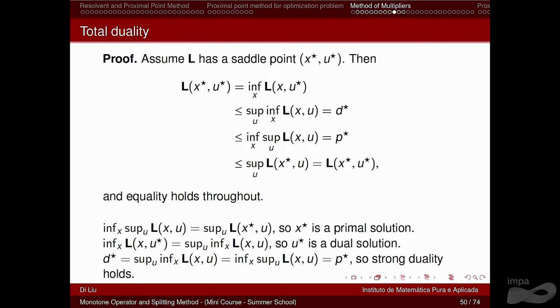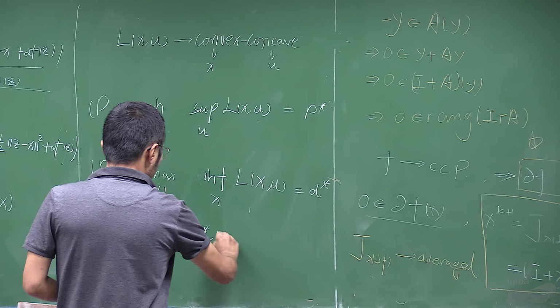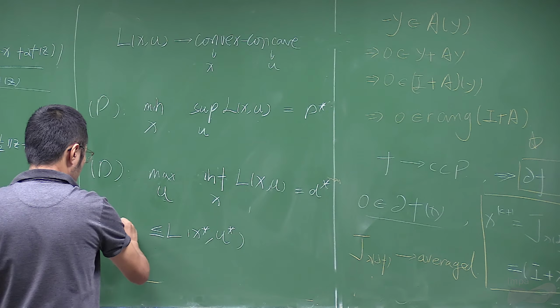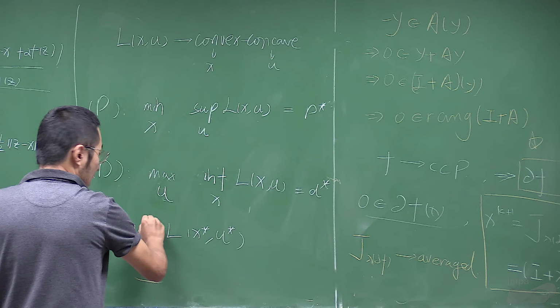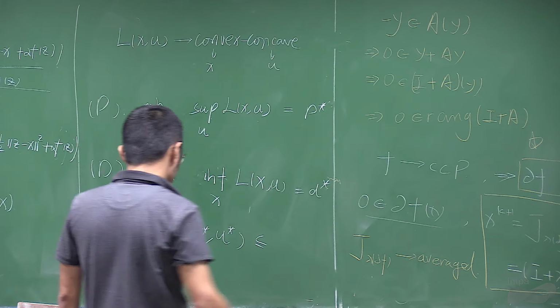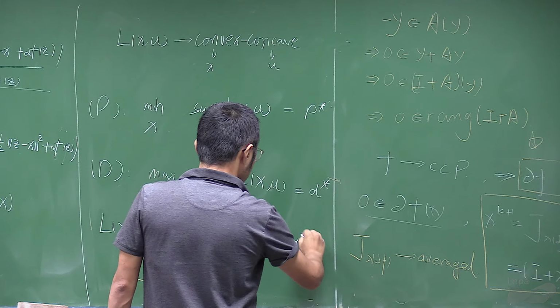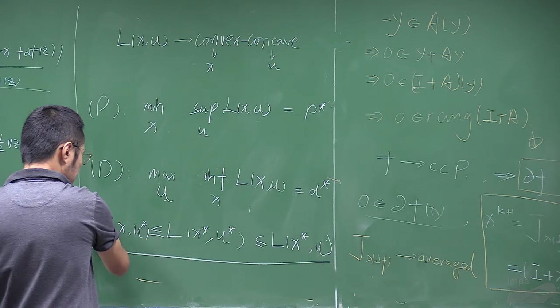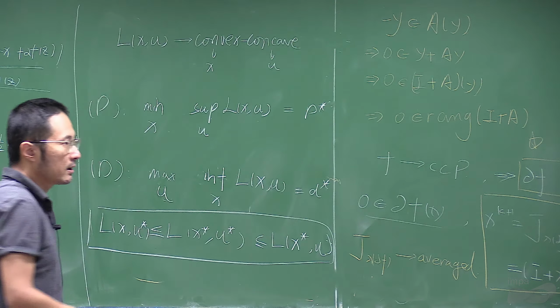in the last. We assume that L has a saddle point, okay? What is a saddle point? The saddle point of L is that L(x star, u) is less than L(x star, u star), which is less than L(x, u star). Okay, so this is the definition of the saddle point.